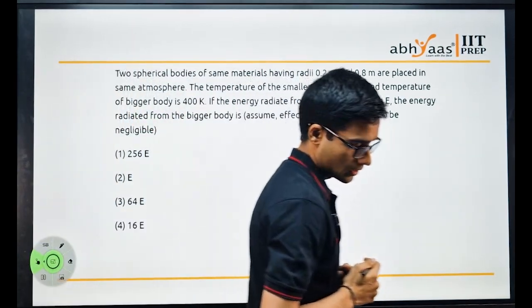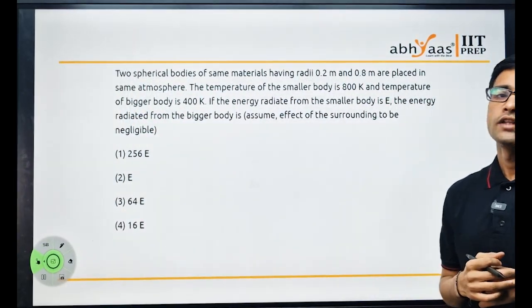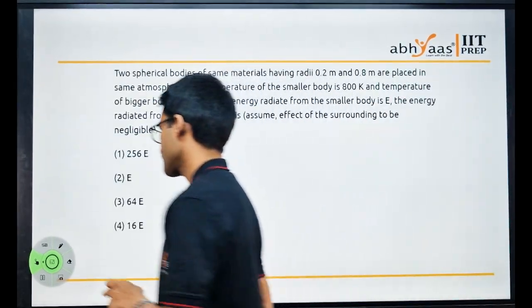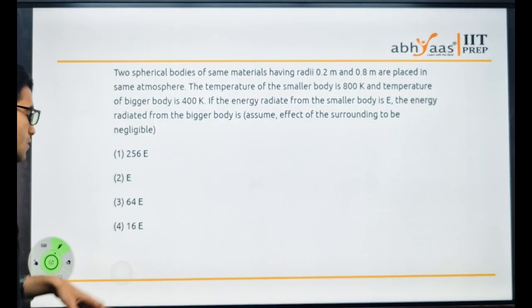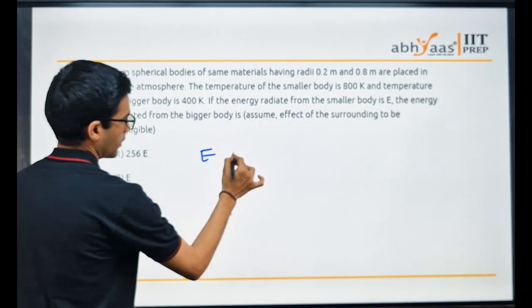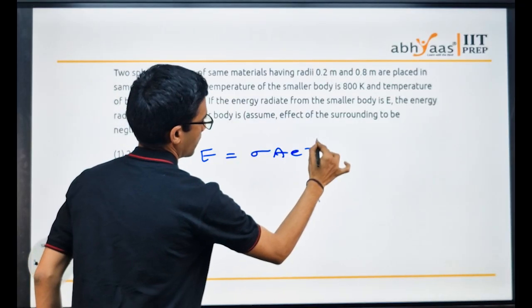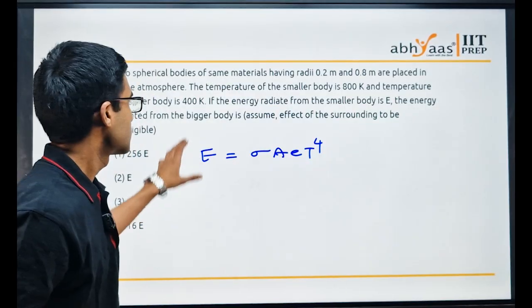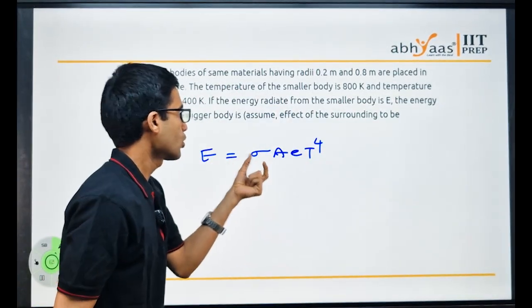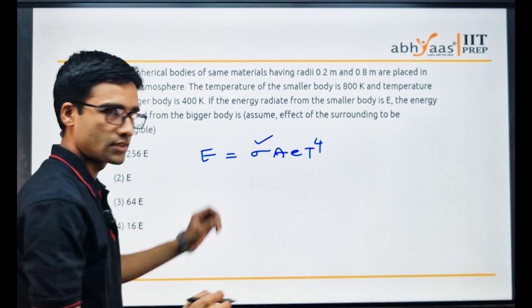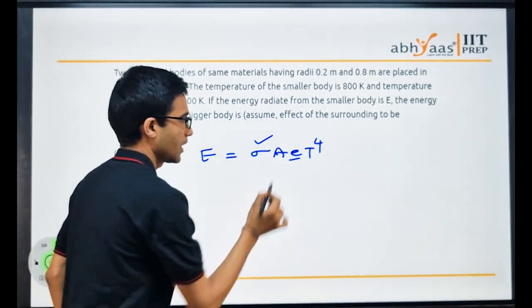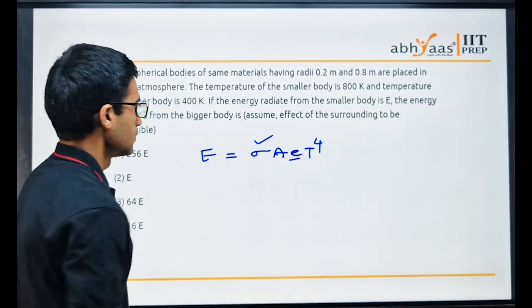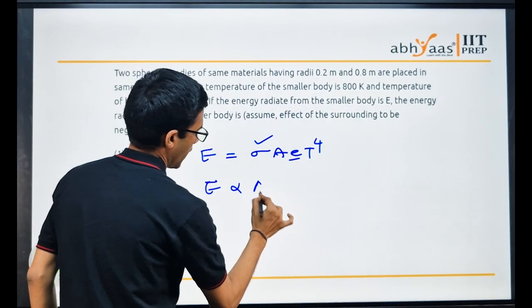This question is based on the thermal properties of matter, in the radiation topic, Stefan-Boltzmann's law. Based on the Stefan-Boltzmann law, energy is equal to sigma A e T power of 4. But here they have not given anything related to emissivity. Sigma is Stefan-Boltzmann's constant, so no change. Straight away you can take emissivity as 1. So E is proportional to A T power of 4.